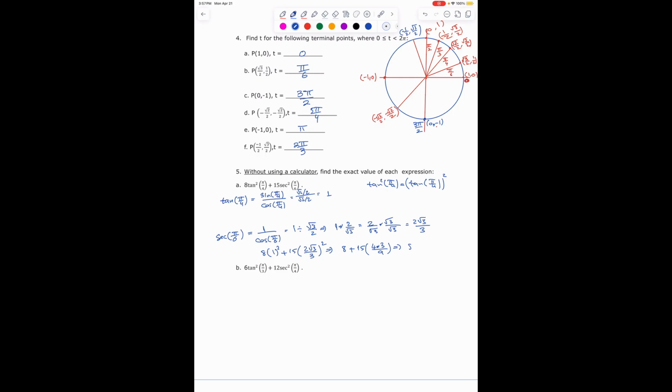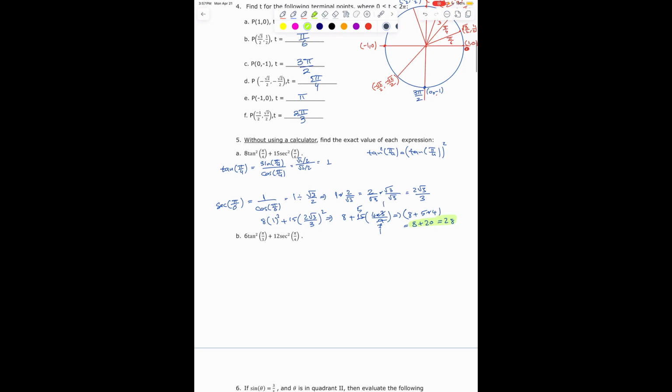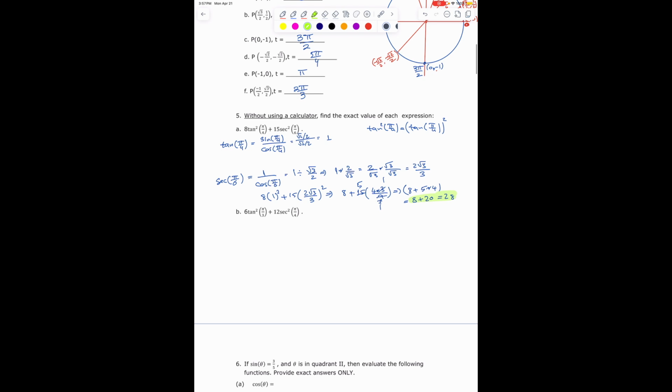And that will lead to 8 plus 15 times. We can reduce the 3 with the 9, and we can reduce the 3 with the 15, so it's 5 times 4, which will lead to 8 plus 20, and that is 28. So the final answer for that expression is 28.